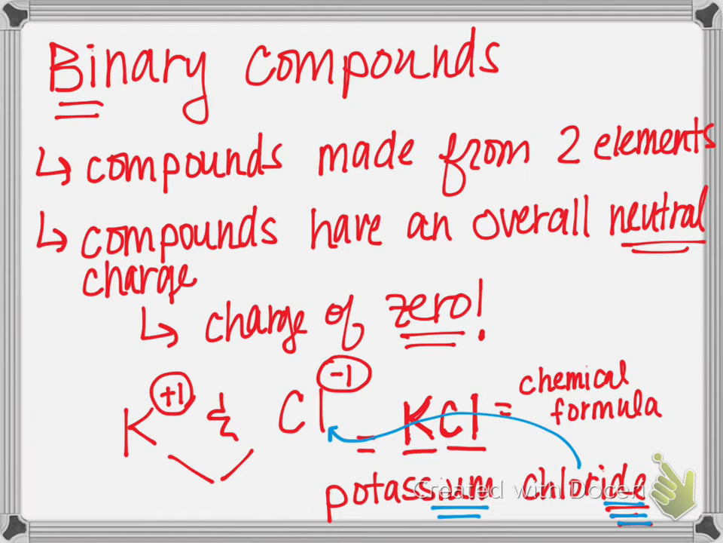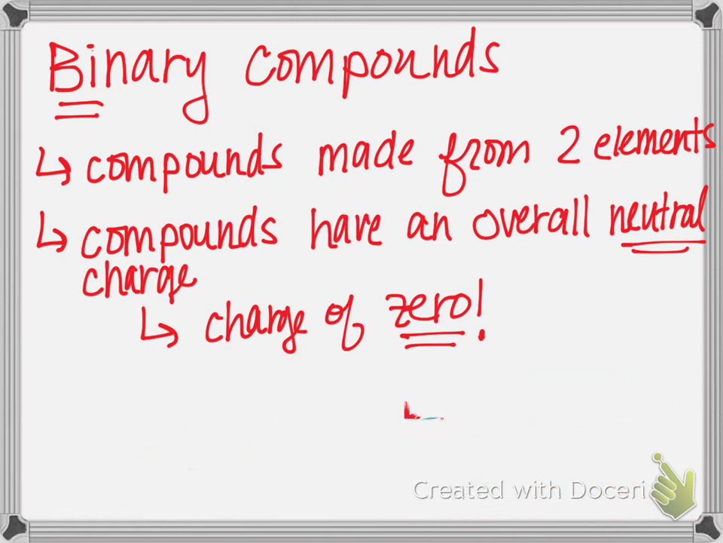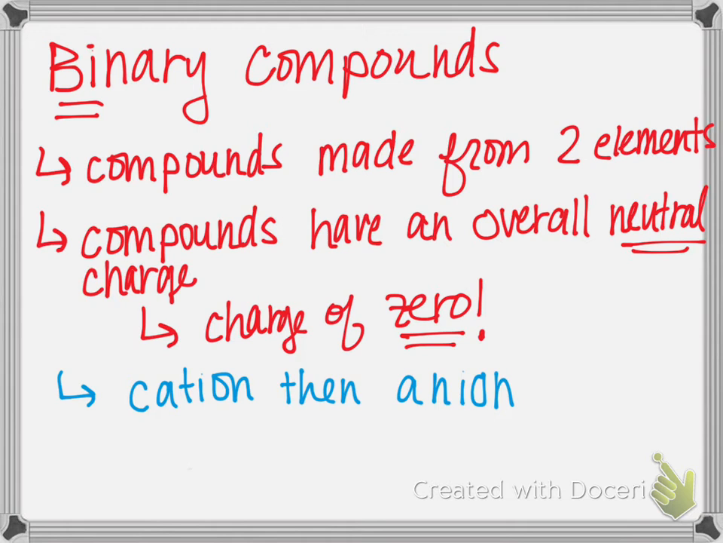All right, something else I want you to write down here about binary compounds is not only that their charge has to equal 0, but the order in which we write these elements. We always write them with the cation first. So the cation comes first, then the anion. So when we write them, it's a positive charge, then a negative charge. Okay, the positively charged element comes first. The negatively charged element or atom comes second.